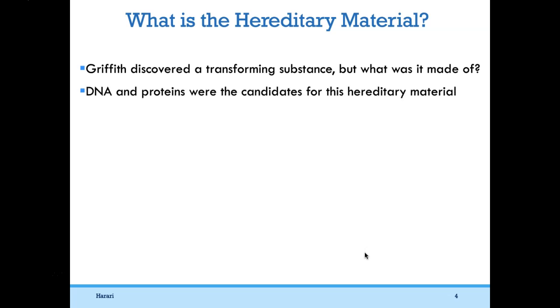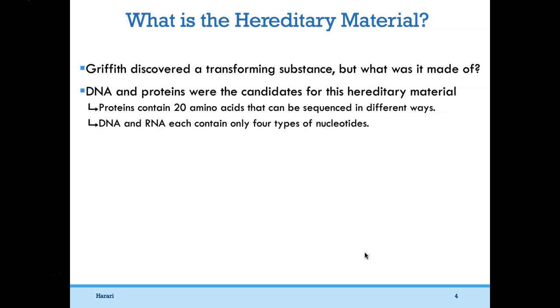There were two candidates at the time. DNA or proteins were both known to be parts of chromosomes, but we didn't know what is actually transmitting the information. Is it the DNA or the proteins? So proteins have 20 amino acids that can be sequenced in different ways. DNA and RNA only have 4 types of nucleotides. So people were saying it might be more likely for proteins to be the candidate for hereditary material, because there are more letters in the alphabet.